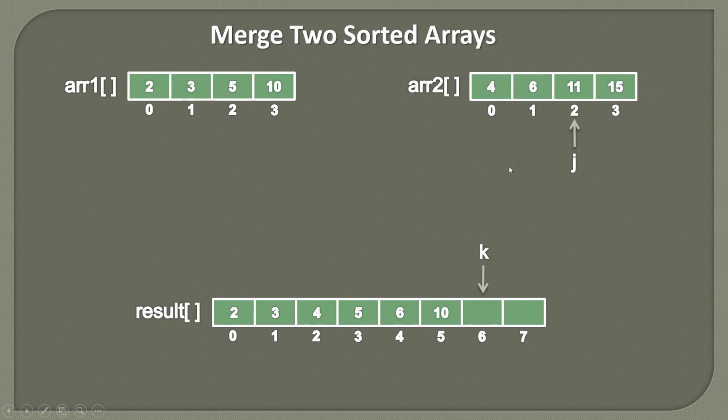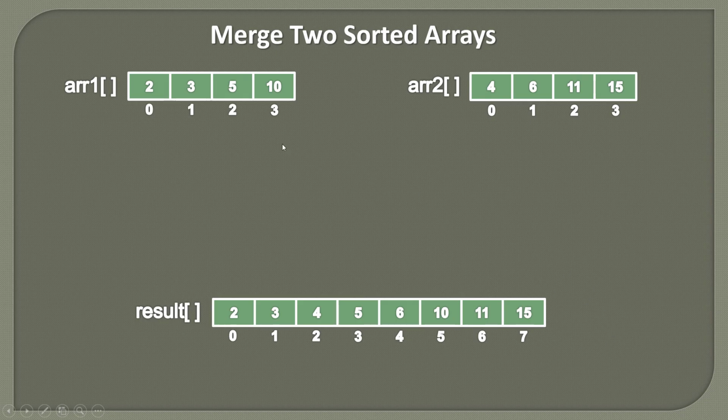And now we'll simply copy the remaining elements of array 2 into this result array using the jth pointer. So the first step, we'll simply copy 11 here. Then we'll increment j by 1, and we'll also increment k by 1. And we'll simply copy 15 into this kth index. We'll increment j by 1. So j has reached out of these boundaries now for array 2. And we'll also increment k by 1. So k has also reached to its end.